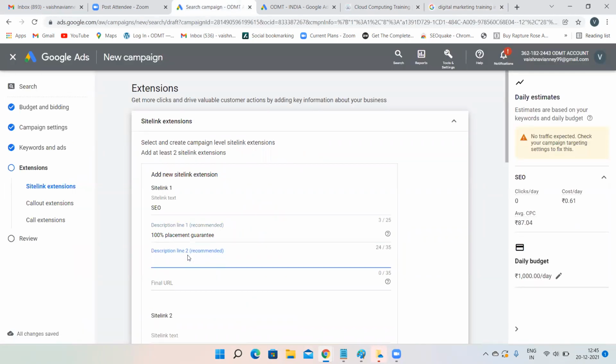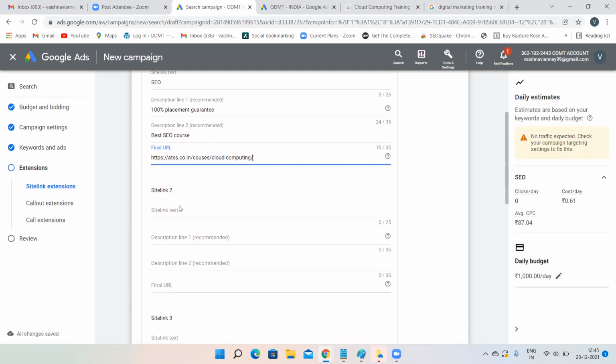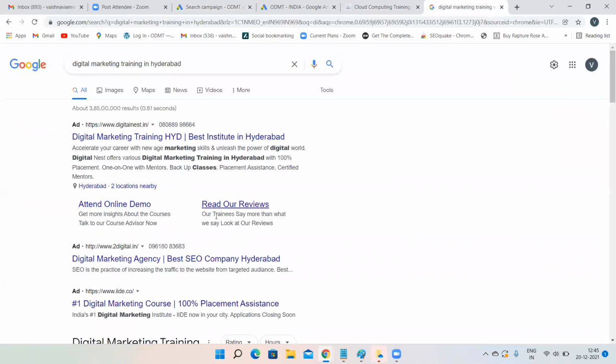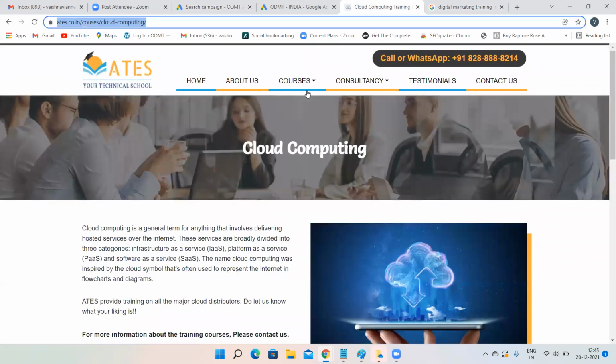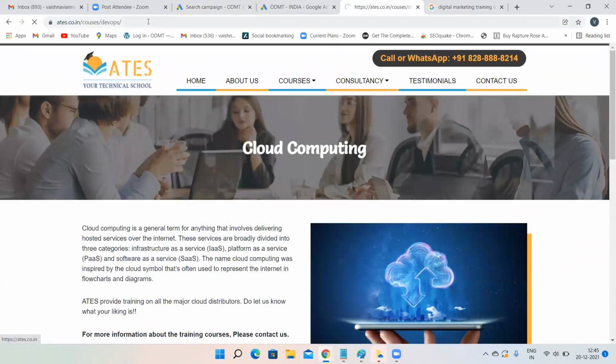So 100% placement guarantee I have given. Then I'll be giving some, whatever. Okay, best SEO course. Now, whatever the code I have copied, that is the URL of cloud computing, I'll be giving it over here. Let's assume this is the cloud SEO page. Then for site link 2, this is one site link and one more site link I want to give. So for the other site link, I'll be giving some DevOps URL.